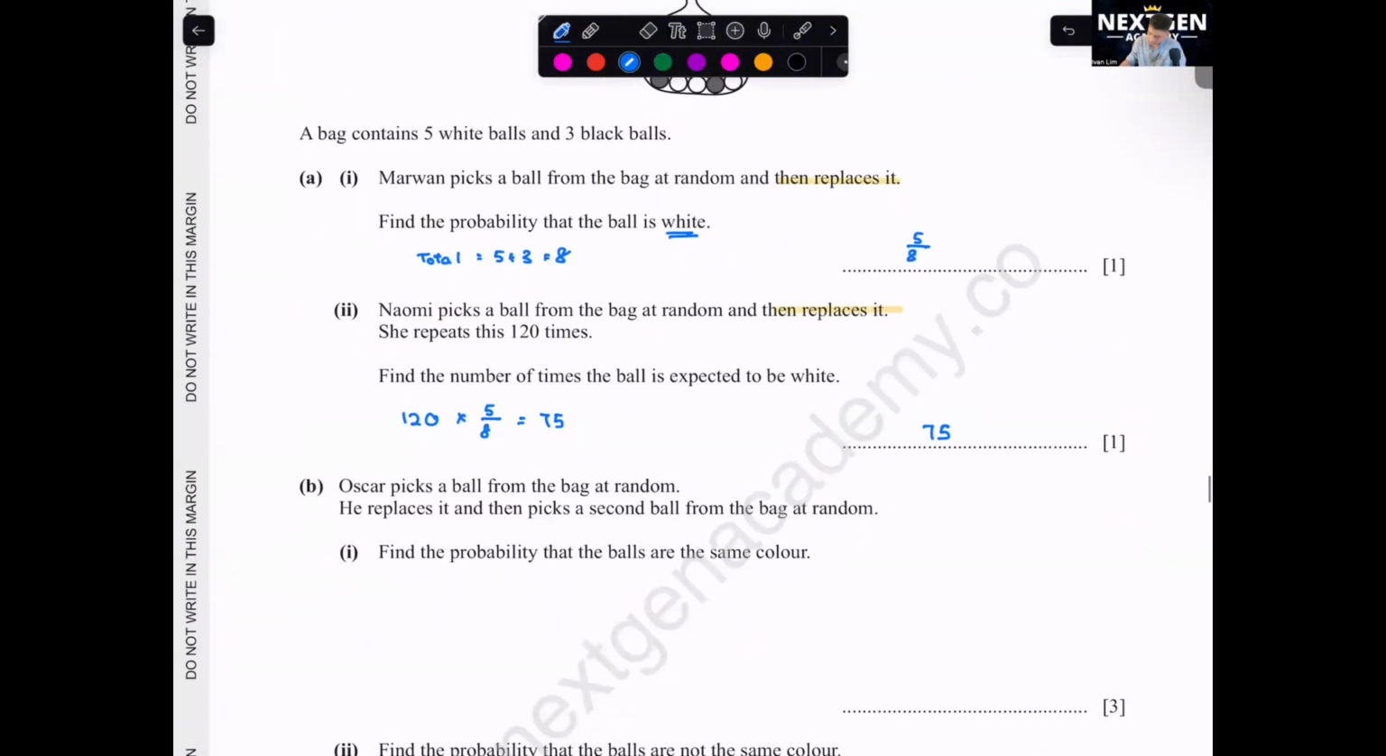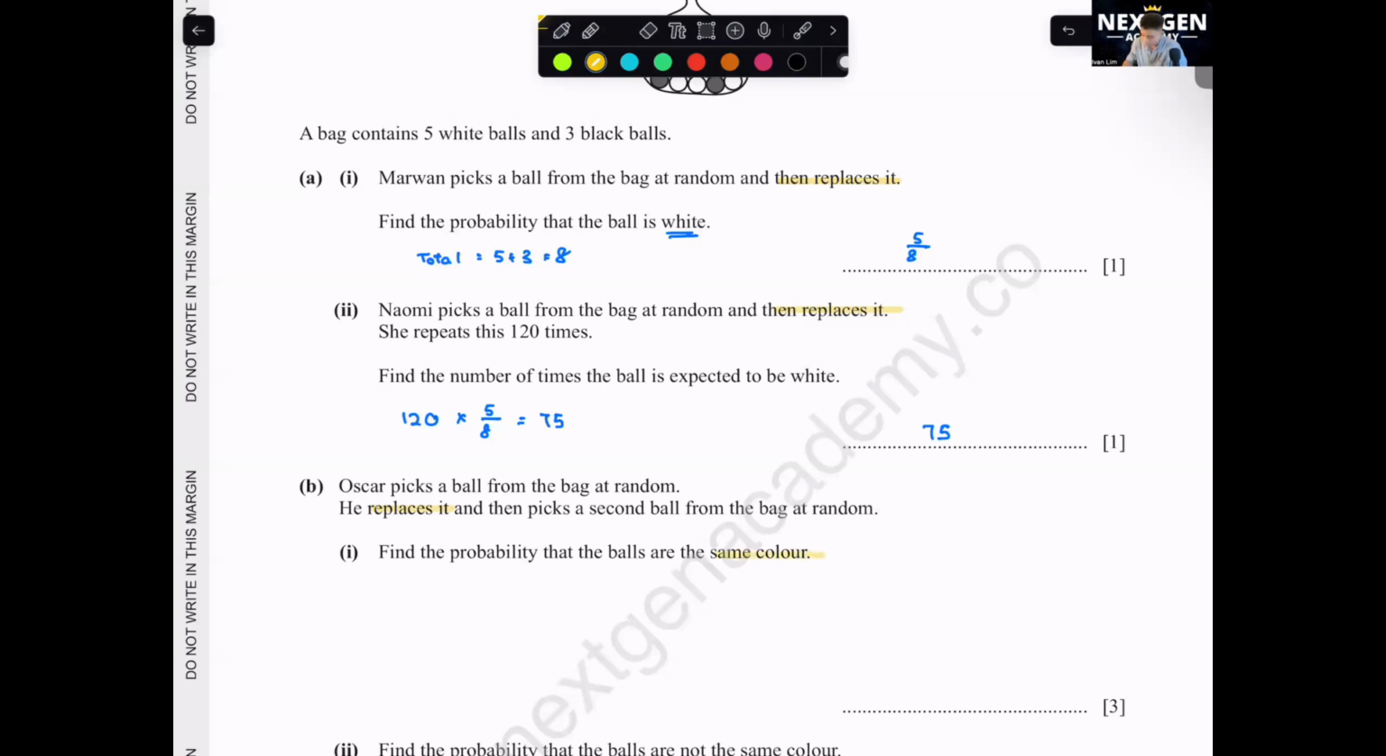Just now someone asked this question. This is a 3-mark question. Oscar picks a ball from the bag at random. He replaces it and then picks a second ball from the bag at random. Find the probability that the balls are the same color. The keyword again is he replaces it.